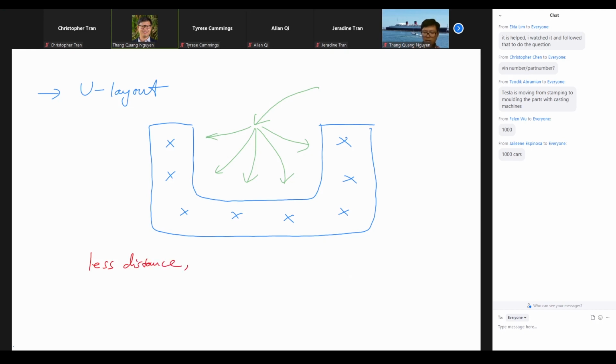Less distance means less walking, less time for walking, right? Less time to walk. It is time saving right there. And then less distance and easier supply and support.